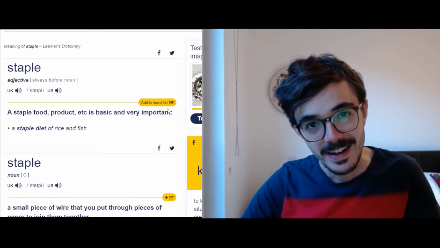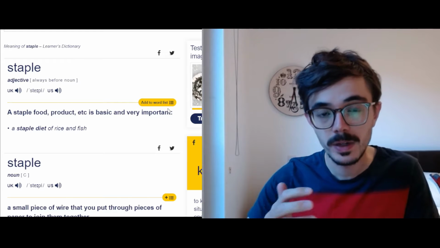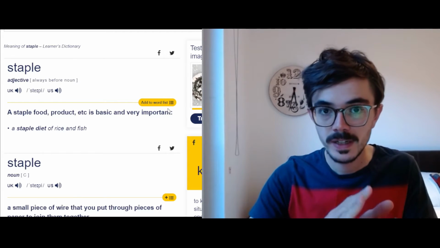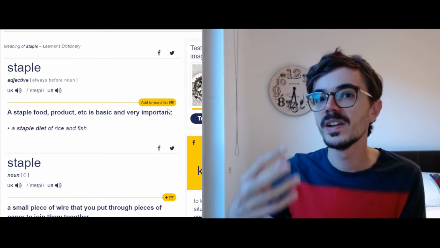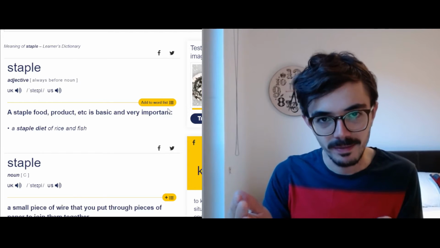So today I'm going to talk to you about the word staple. I'm going to explain this word, give you some definitions and examples, and not just the simple meaning of this word, but also the more advanced meaning. So you get a bit of everything.